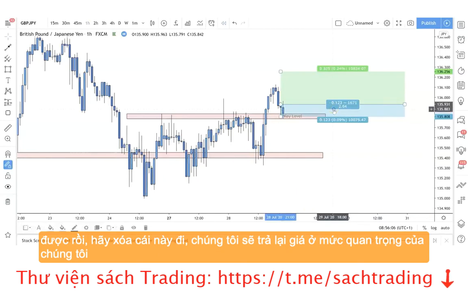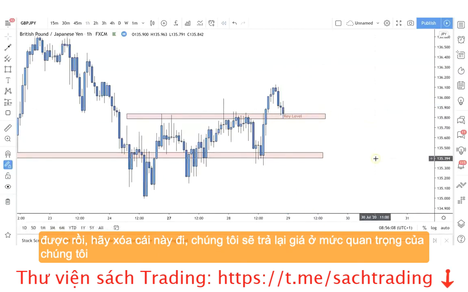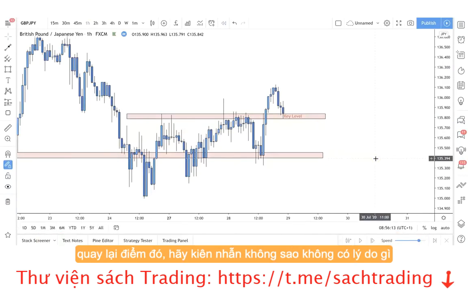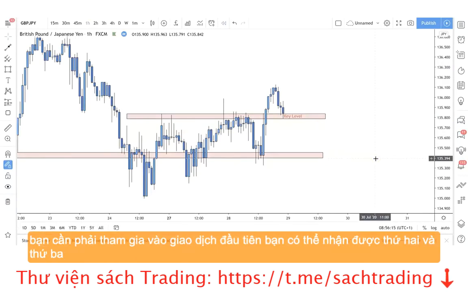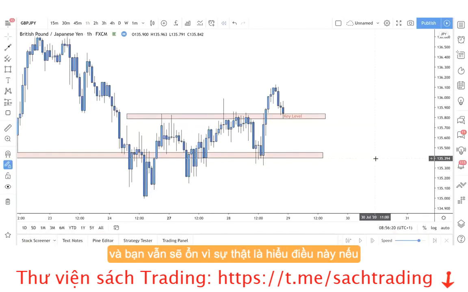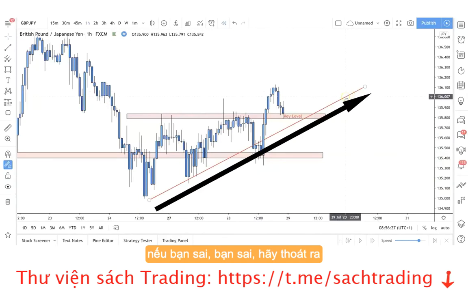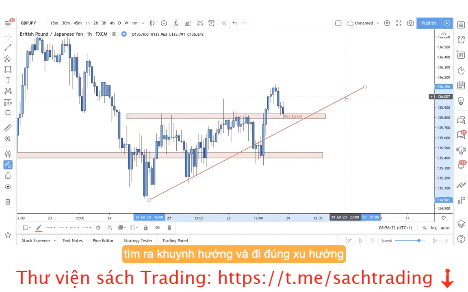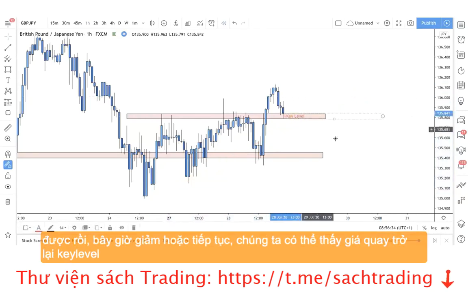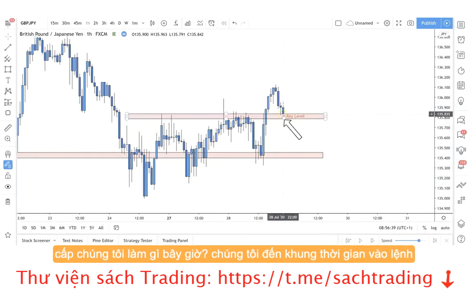Okay? So let's remove this. We have price back at our key level. Just go back to that point, be patient. Okay? There's no reason why you need to get into the trade first. You can get in second and third and you're still going to be alright. Because the truth is, understand this, if the momentum of this market is going to continue bullish, then that's what it's going to do. Okay? If you're wrong, you're wrong. Get out, find the directional bias and get in the right trend. Okay? Now, moving on, we can see price come back to our key level. What do we do now?